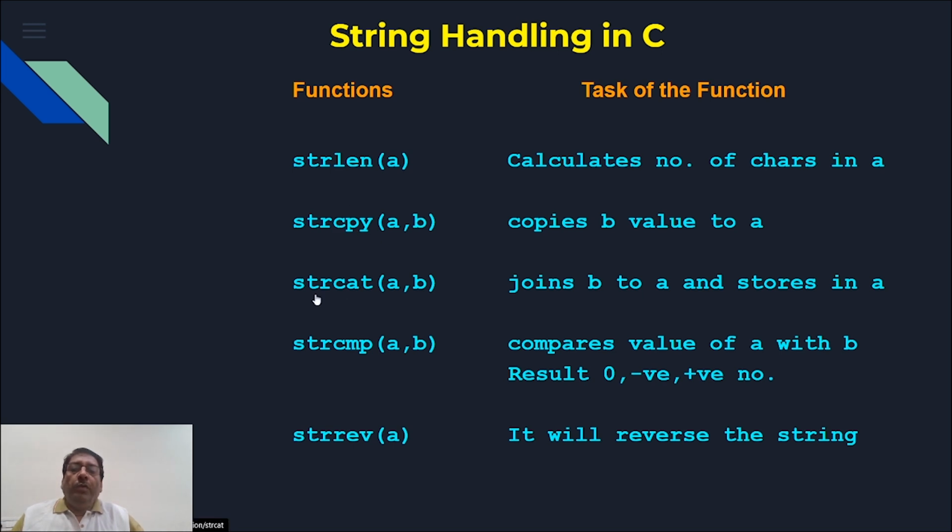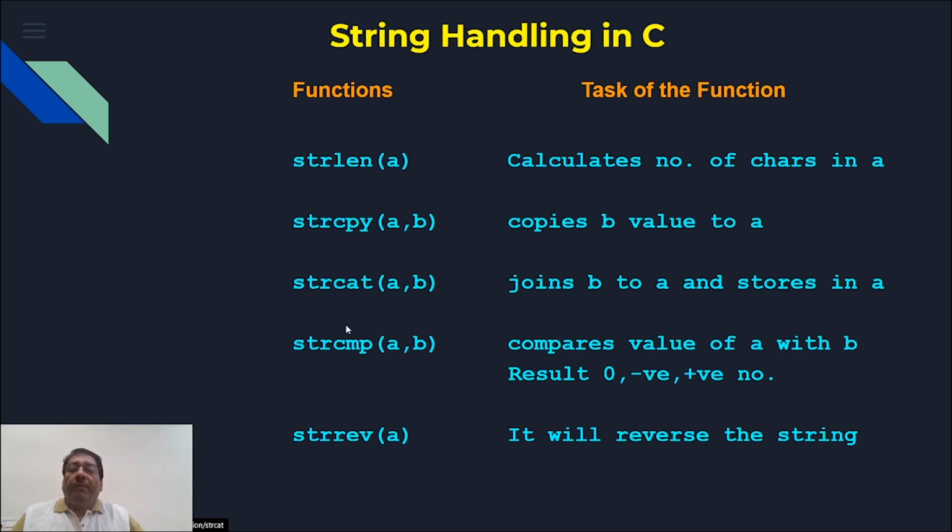In a similar way, if you want to join two strings, for example you have Hyderabad and you have India, then if you want to join these two, you can say string concatenation, strcat. Concatenation is basically to join the strings. So you can say strcat a comma b. It joins the string present in b to a, and the result will be stored back in A. For example, if A is Hyderabad and B is India, then India will be joined with Hyderabad and the result will be stored back in variable A.